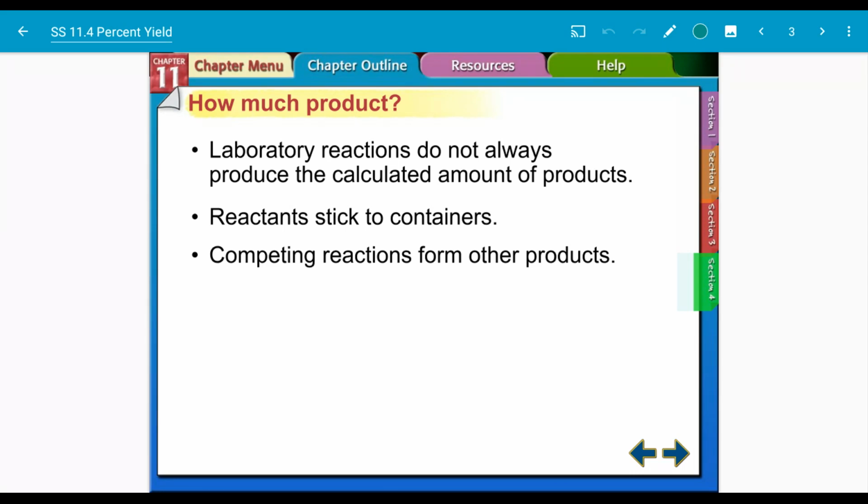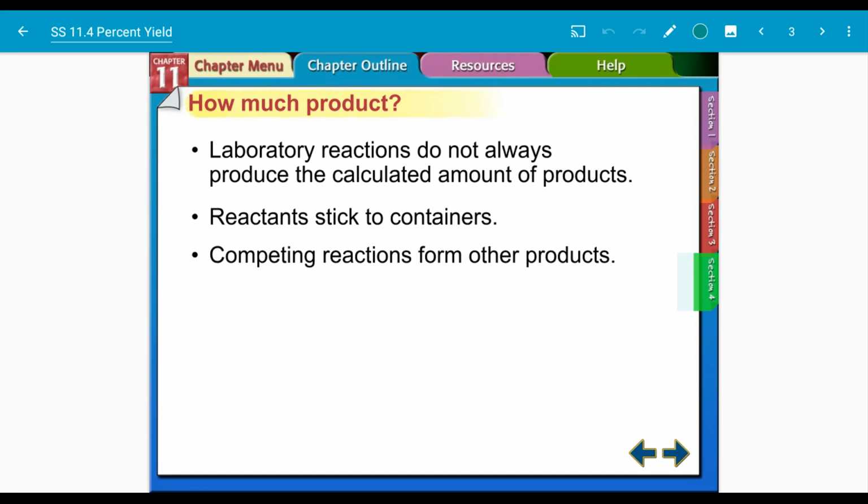And what you got to remember is it's just all about how much product you get. Laboratory reactions don't always produce a calculated amount of product. Something goes wrong, something doesn't react all the way. You have bad laboratory procedure and you lose something, or your scale is not as accurate as it needs to be. And some of it is stuff you can't control.